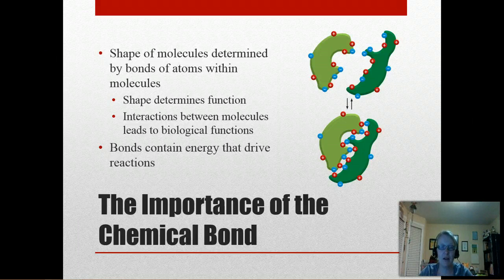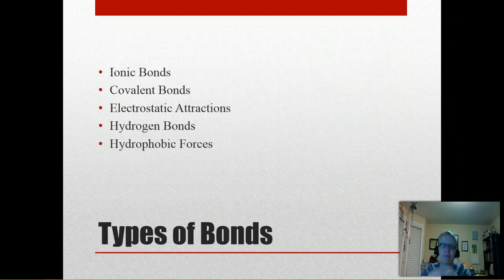So we're now going to talk about a couple of the big bonds that are important in biology. There are 5 bonds that we need to talk about for biology: ionic bonds, covalent bonds, electrostatic attractions, hydrogen bonds, and hydrophobic forces. We're going to go through those in the next couple of slides so you get a good, quick review of what they are and how they work.